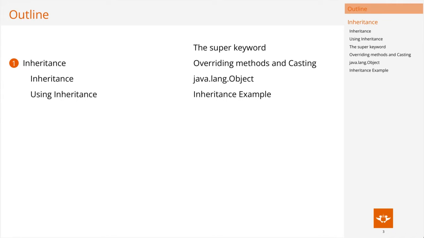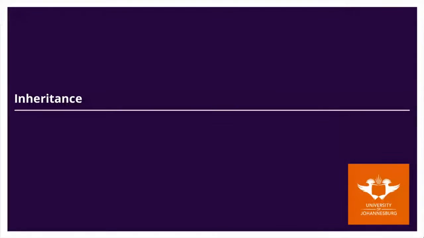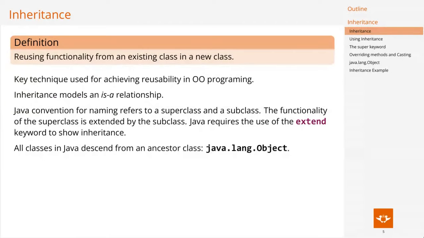Then we're going to have a look at more advanced concepts, and that is to do with interfaces. That's what we'll look at in the second part, in the next lecture. So for now, what we're going to look at is inheritance: reusing functionality from an existing class in a new class.